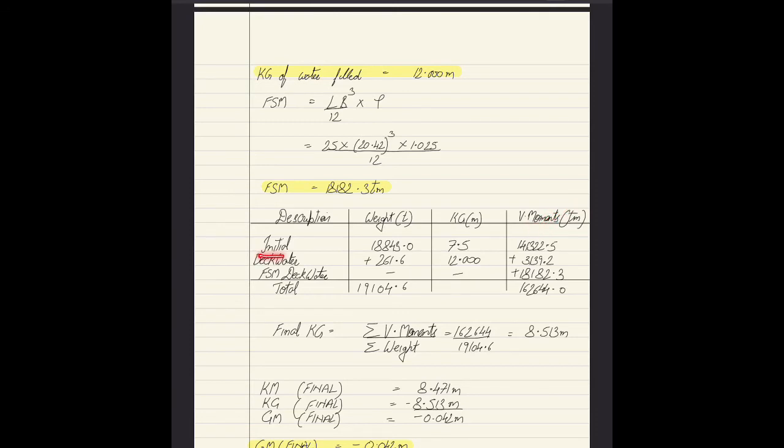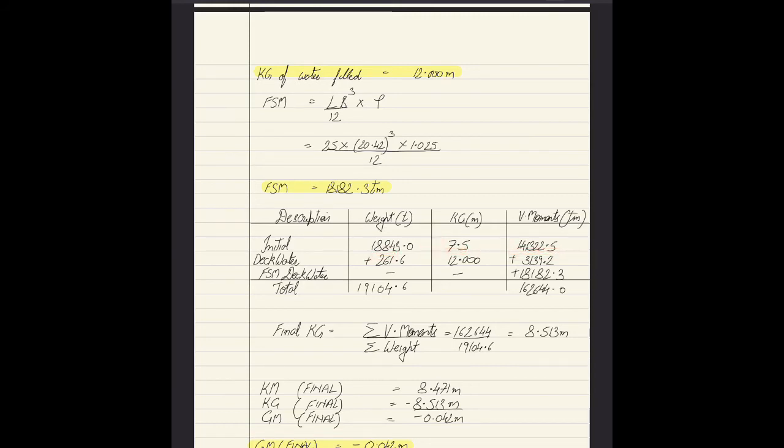We had our initial value, the weight of which is 18,843 tons, which has been derived from the stability data booklet against the draft of 8.80 meters, because the draft of 8.80 meters was given in the question. KG is 7.5 meters, this was given in the question. So we'll obtain its associated vertical moments by multiplying these two figures.